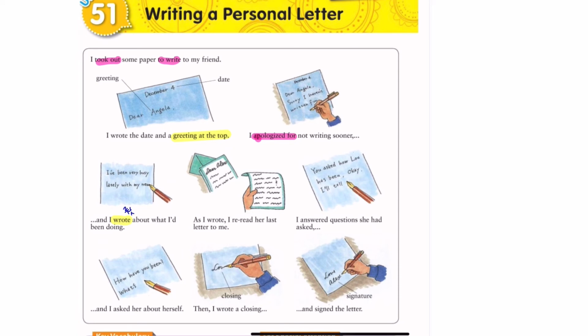Unit 51. Writing a personal letter. I took out some paper to write to my friend. I wrote the date and a greeting at the top. I apologized for not writing sooner. And I wrote about what I'd been doing.